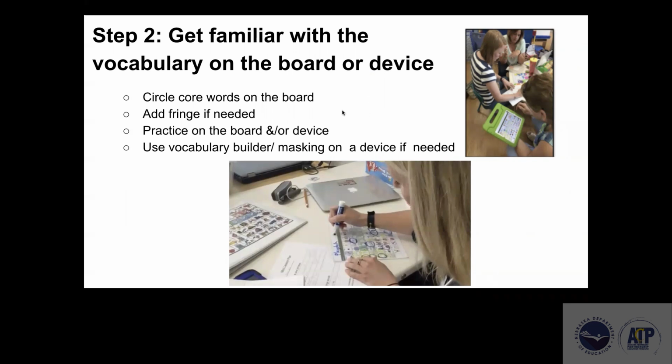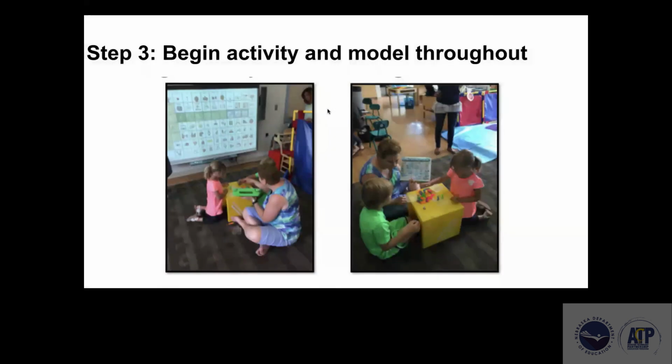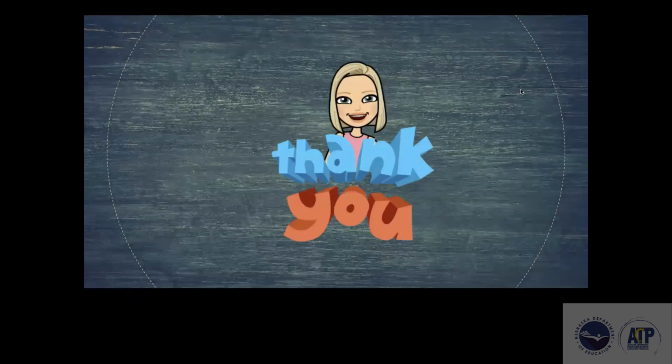If we do have a vocabulary builder or masking on a student's device, we can also then use that at the time if needed. Again, I avoid masking if possible, but if it's needed for that particular lesson, certainly you could do that. And then finally, it's just begin the activity and model throughout the activity, whether it's on the student's device, on a large core, your universal core board in the front, or the small board that you circled. And that is lesson planning with core in mind.